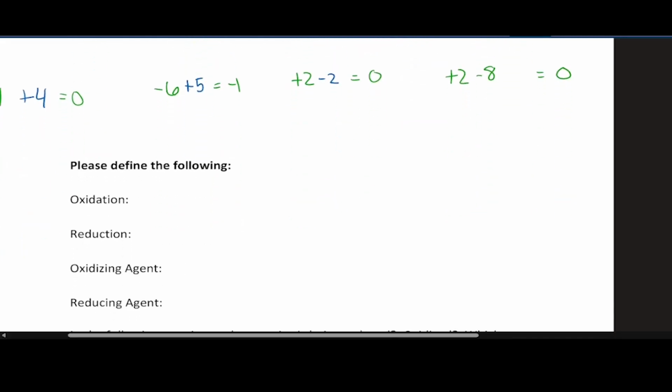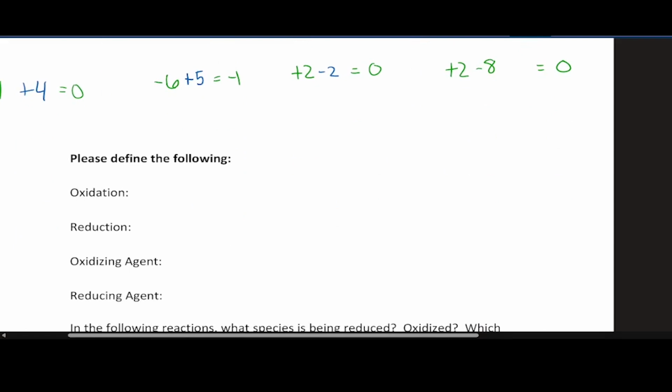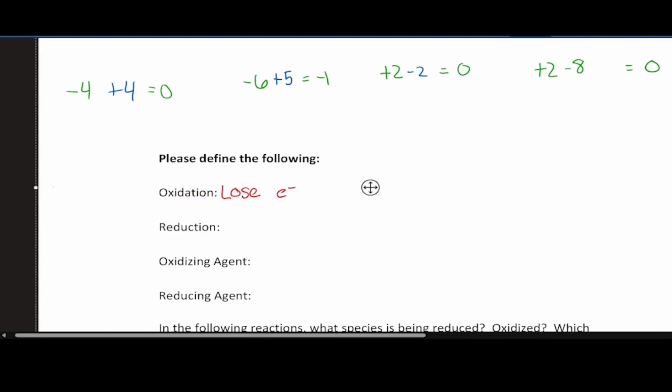So, what does that mean then? Oxidized versus reduction? Well, if something is being oxidized, that means it's losing electrons. And an easy way I like to remember this is the OIL RIG mnemonic, where OIL is oxidation is losing electrons.